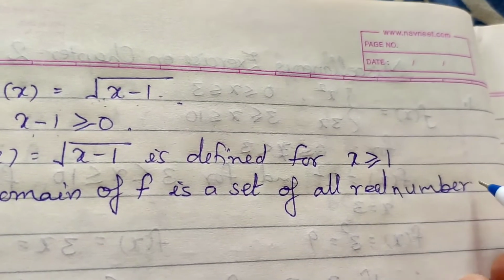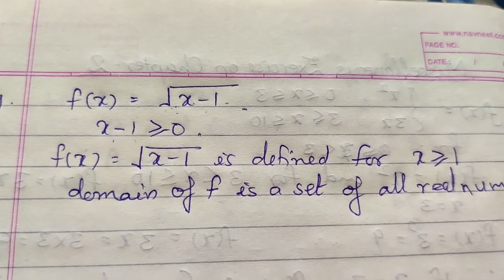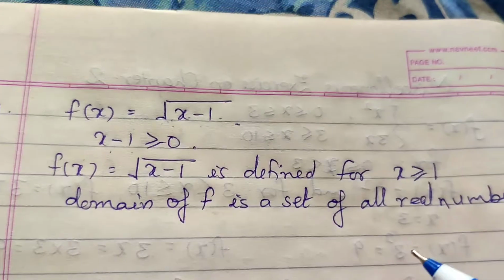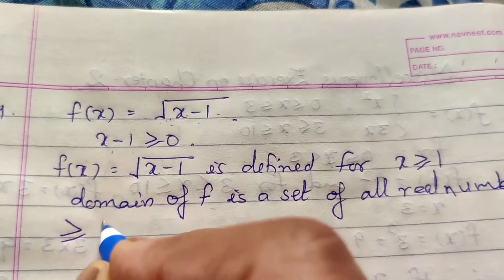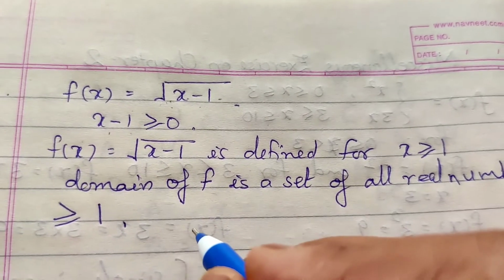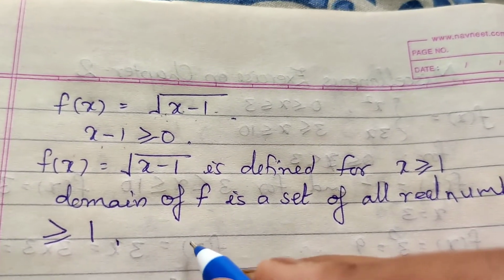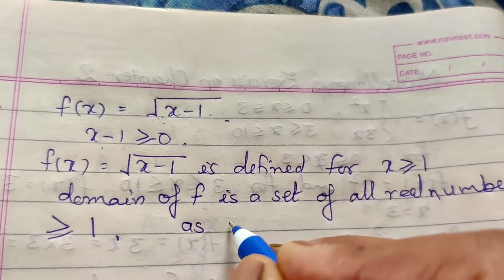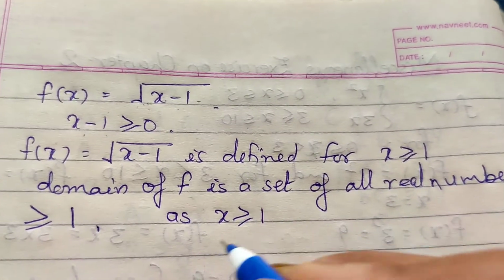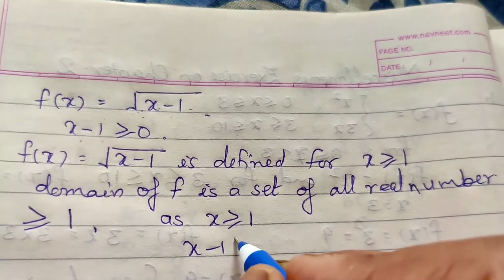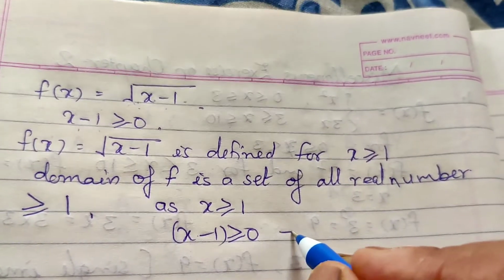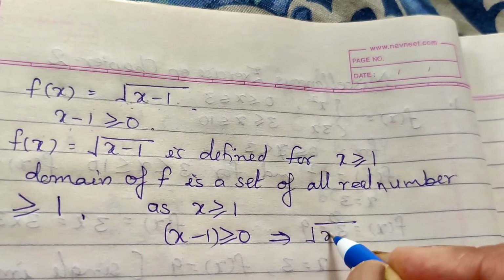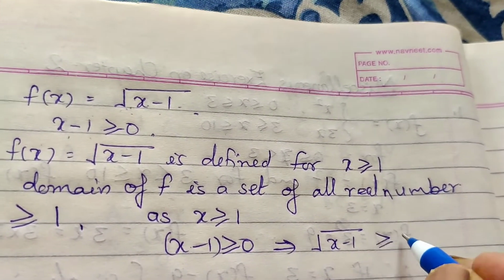Numbers greater than or equal to 1. The set of all real numbers greater than or equal to 1. Therefore, as x is greater than or equal to 1, it means x minus 1 is greater than or equal to 0. Therefore the function is also greater than or equal to 0.